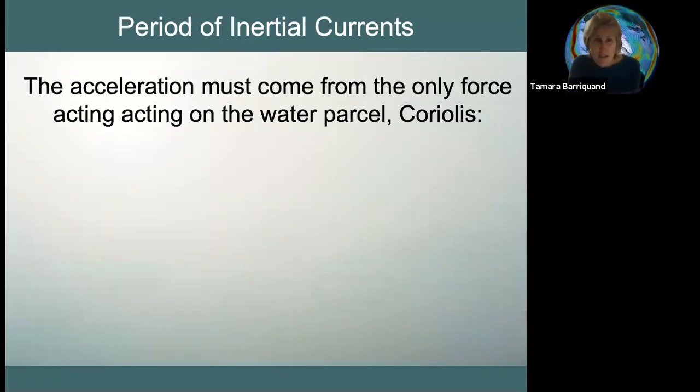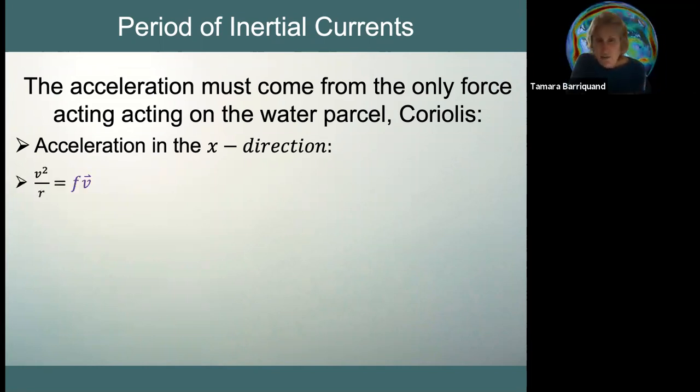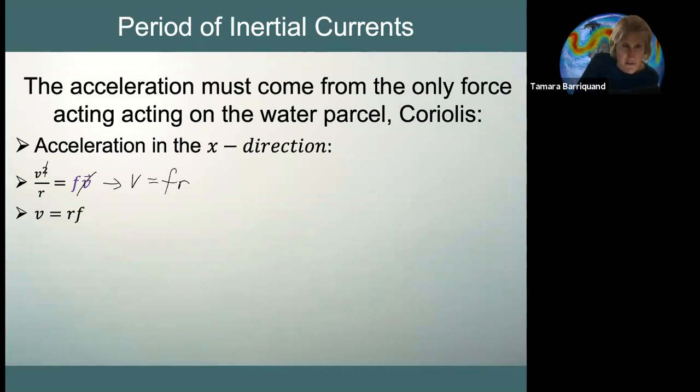Based on that, we saw the period of the inertial currents: the acceleration must come from the only force acting on the water parcel, so the acceleration is in the x direction. And so we get v squared over r equals f times v. We can divide through by one of these v's and multiply through by r. And so v equals f times r.